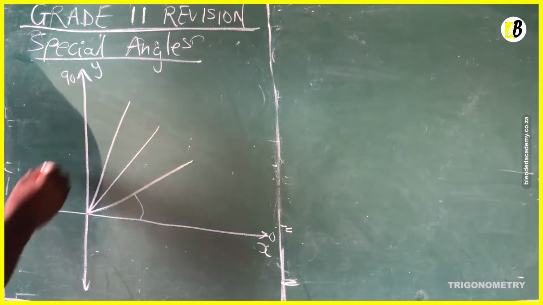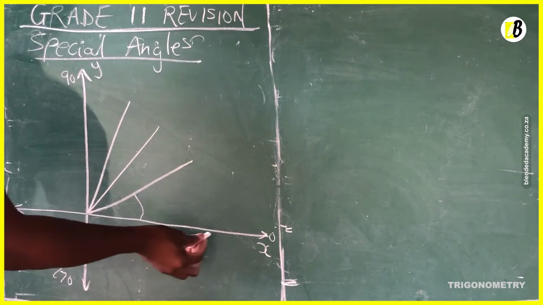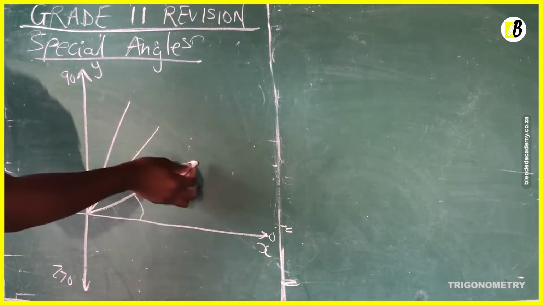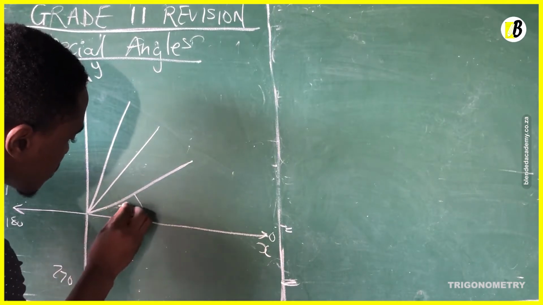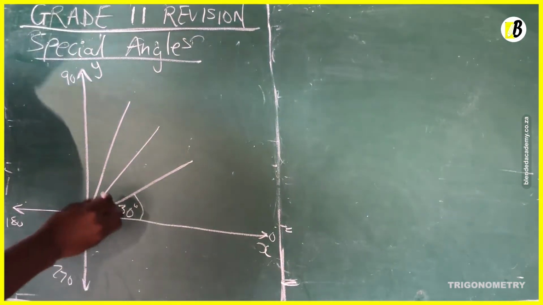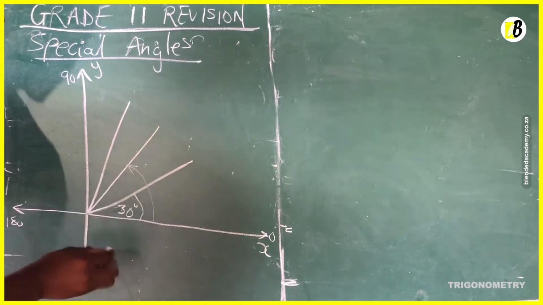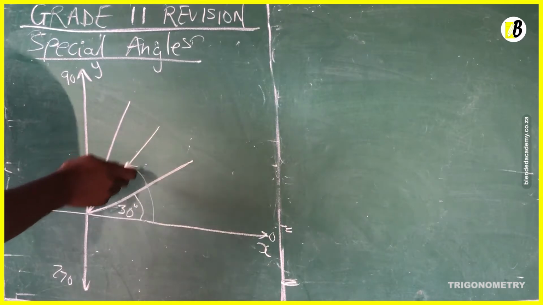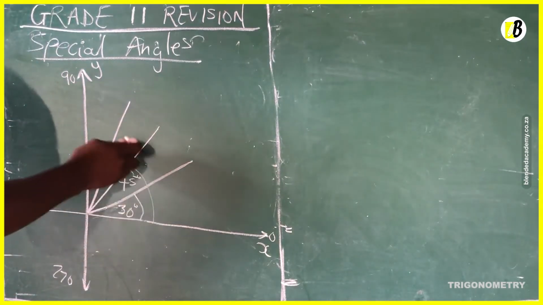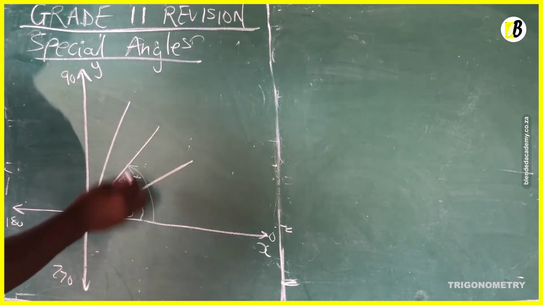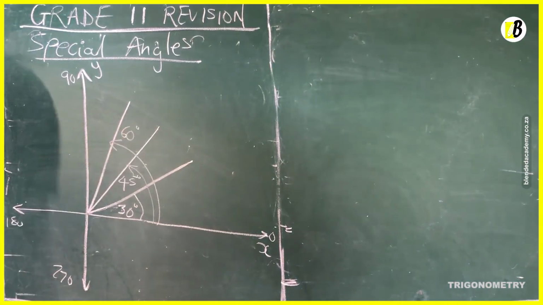So 180 degrees there, and then 270. If we're measuring in an anti-clockwise direction, this first line, closest to the x-axis, will be at 30 degrees because it's our smallest special angle. I hope you can see. And then the second one will be at 45 degrees, measured all the way from the 0 degrees line to that point. And then the furthest line from the 0 degrees line will be our 60 degrees.